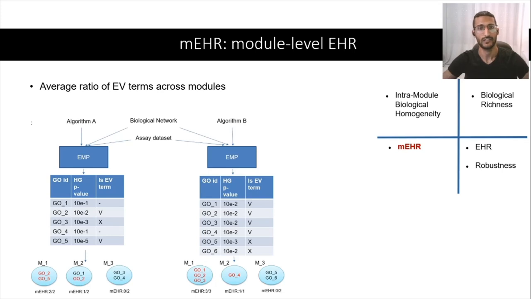Next, in the MEHR criterion, we calculate the fraction of enriched GO terms that are also EV terms inside each module individually. For example, here module number 2 of algorithm A has an MEHR value of 0.5. To give an MEHR score for the entire AMI solution, we simply average the scores across modules.